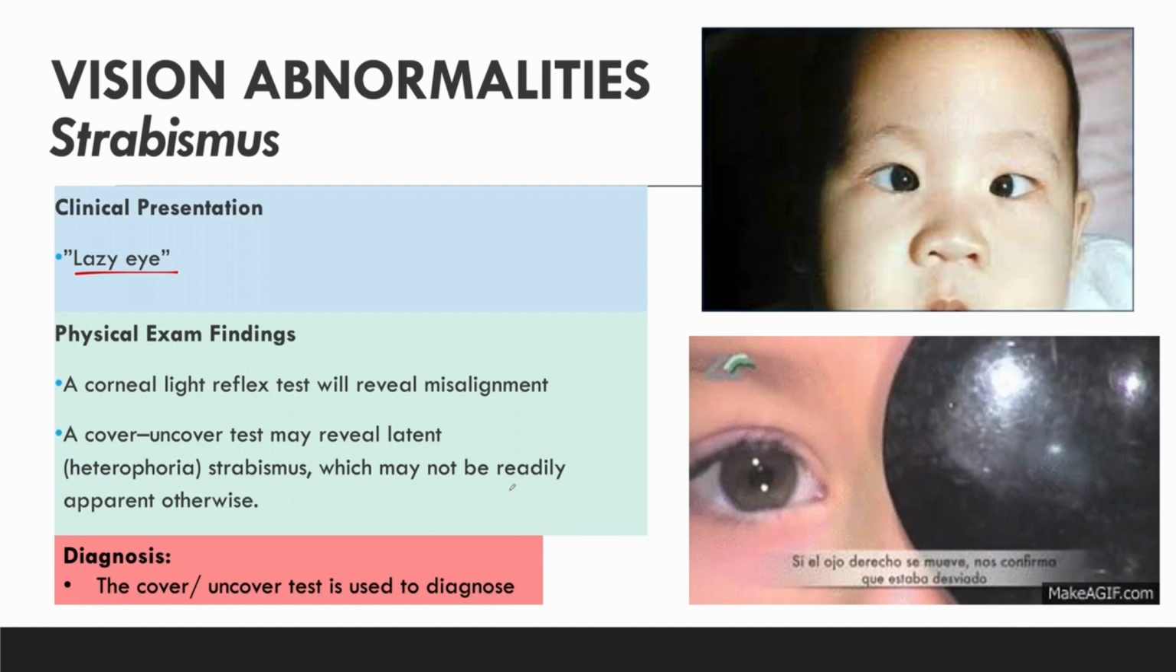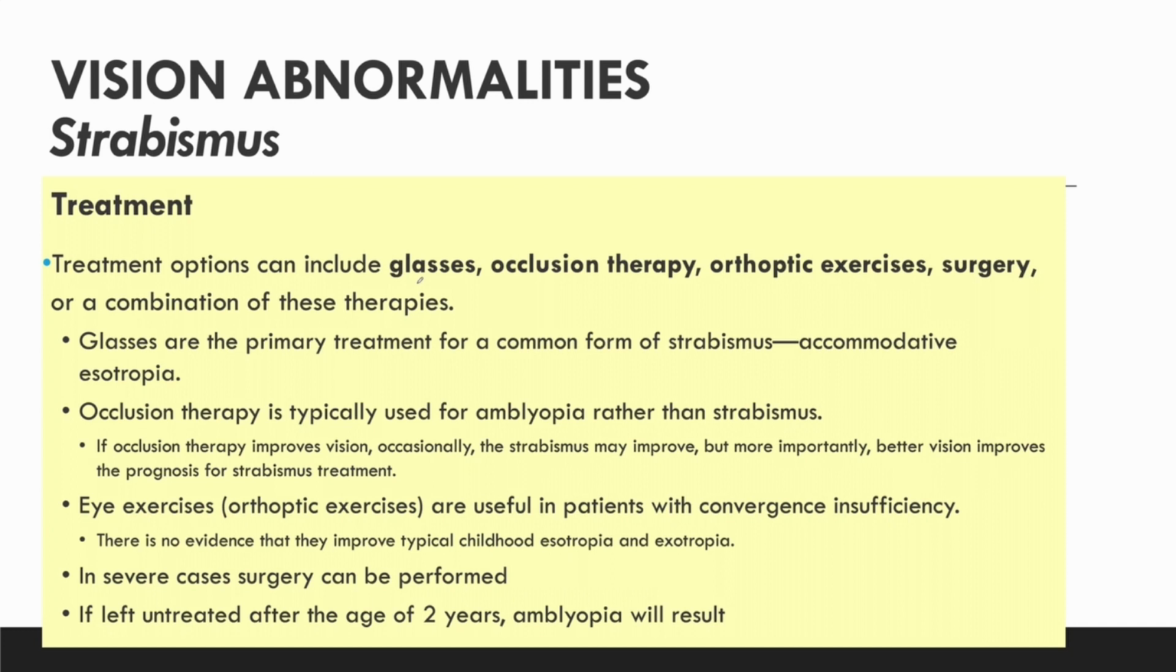Treatment is the same as what prevents amblyopia, so glasses and patching of the good eye. Sometimes if there are anatomic deformities that are the cause of it, there has to be surgery. There are also some exercises and therapy that can help. If left untreated, you can develop that amblyopia. Remember, treating early is the key.